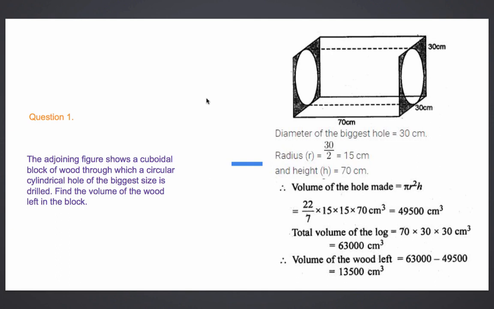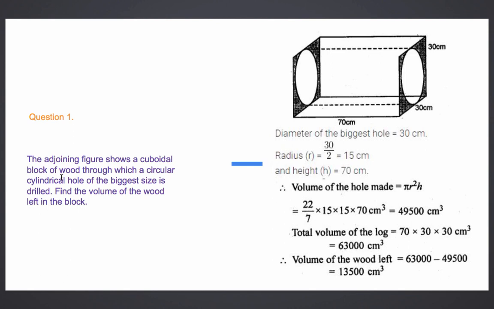Fine, let's see the first question. First question says, in the given figure, we are shown a cuboidal block of wood through which a circular cylindrical hole of biggest size is drilled. Find the volume of the wood left in the block.